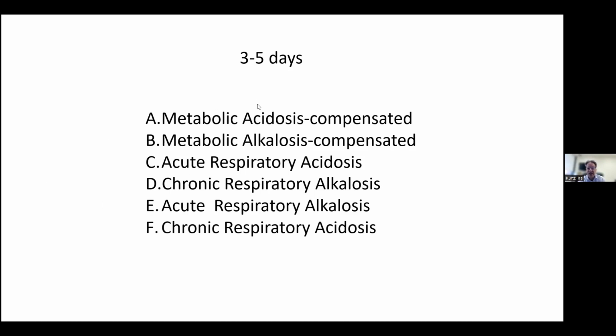So for every 10 fall in the PCO2, the bicarb falls by 5, but initially you get the acute response. So it'll fall acutely by 2, as we said before, but then you have to wait another 3 to 5 days for it to stop falling. And there'll be an additional fall of 3 for every 10 fall in the PCO2 that takes about 3 to 5 days till you get the total of 5.